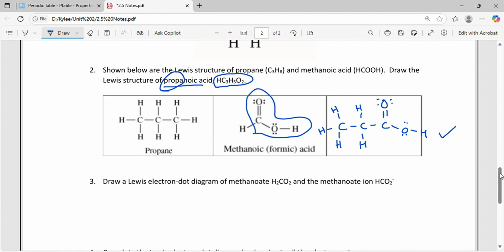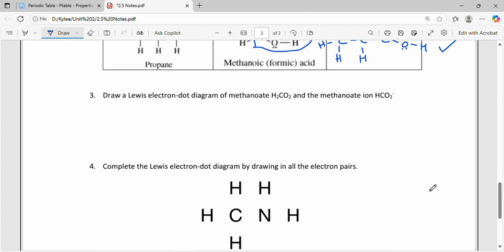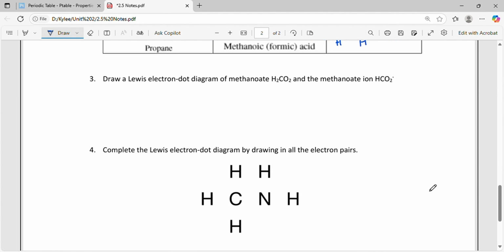Yes. On that example, I did not follow the steps like we outlined them because we were taking 2 pictures and mashing them together. So I didn't really feel it was necessary to go through the drawing of the dot structures for that one. On number 3 here, they want us to draw a dot diagram for methanoate and then the methanoate ion.